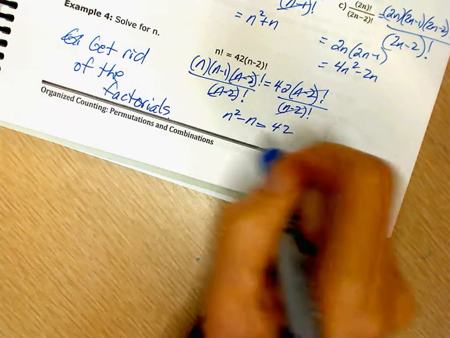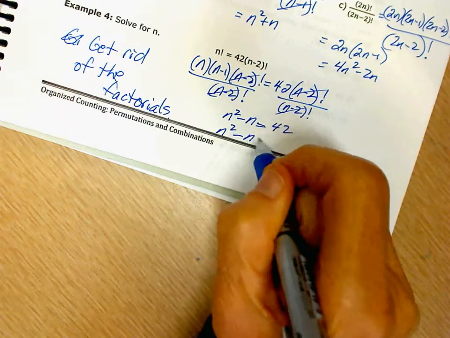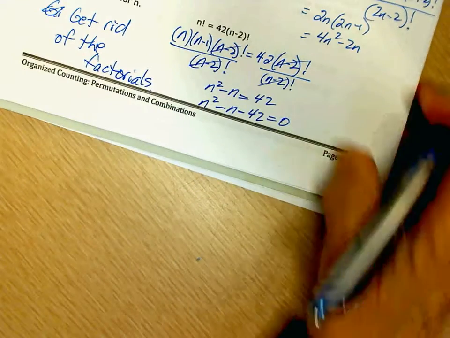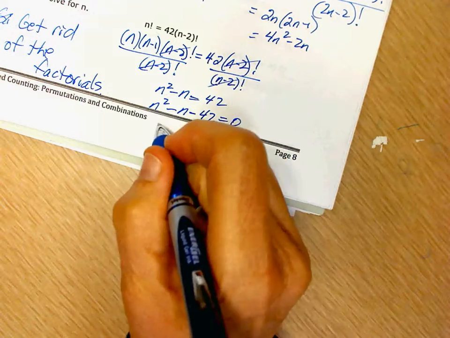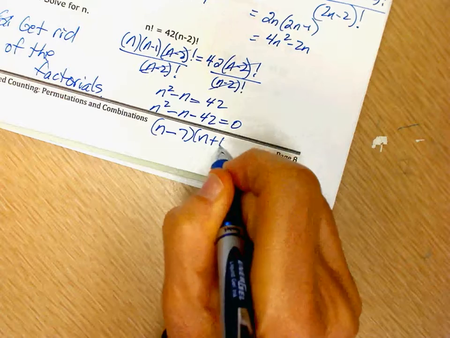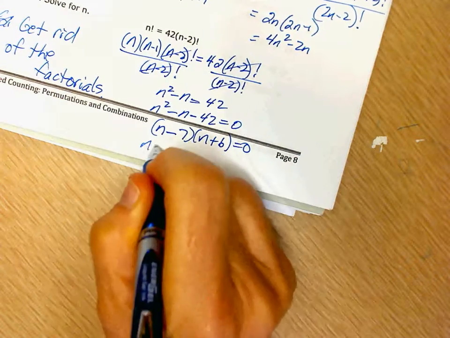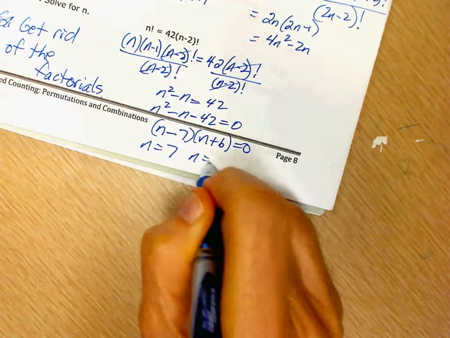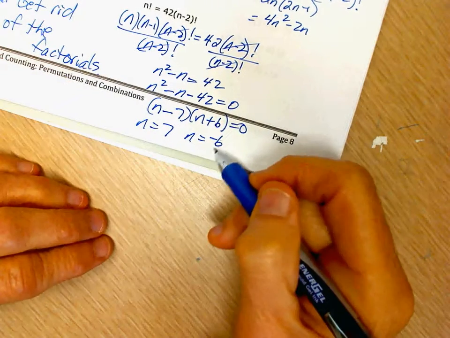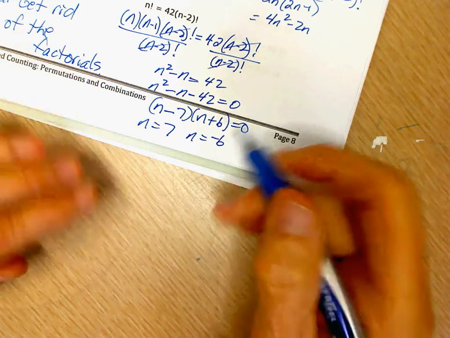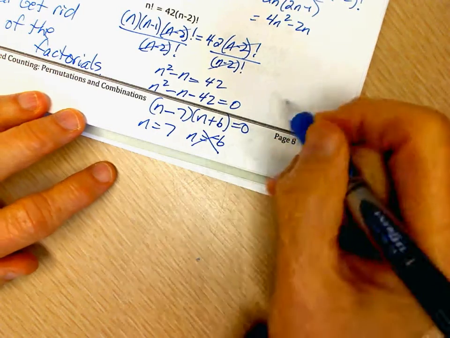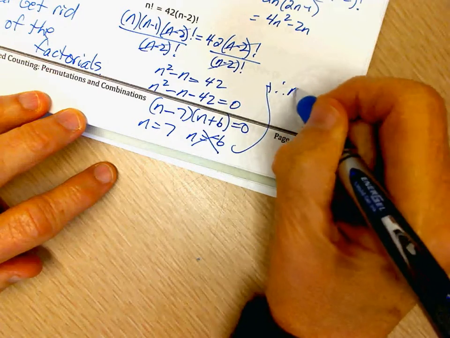n squared minus n minus 42 equals 0. We're going to have to factor to solve for n. So it's n minus 7, n plus 6. So n can equal 7 or n can equal negative 6. But the trouble is you never have negatives in your factorials. So this is not admissible. Therefore, n equals 7.